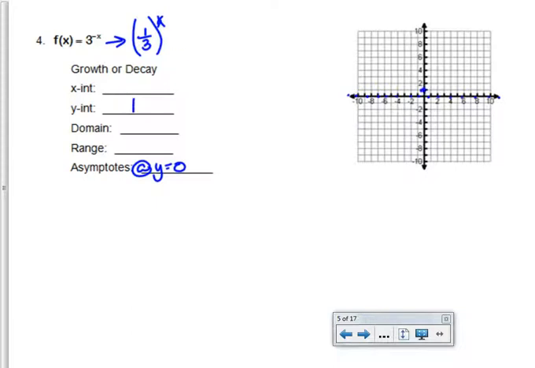But now I realize I actually have a decay function with no x-intercept, and a domain of negative infinity to infinity, and still a range of 0 to infinity. So decay function, oh, do better than I am doing right now.